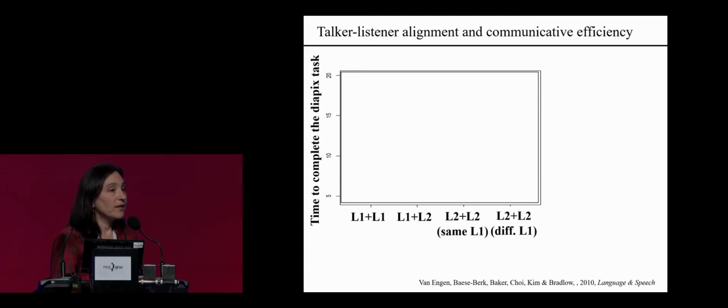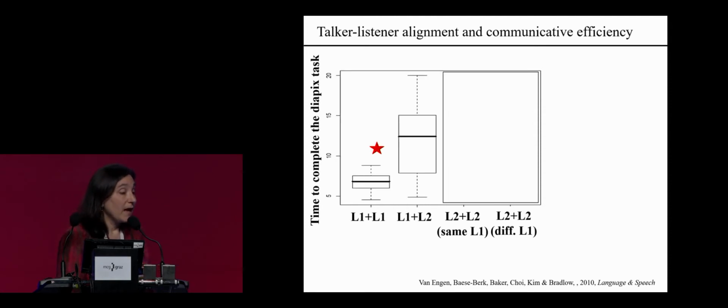And then we have two non-native speakers from the same native language background, and two non-native speakers from different native language backgrounds. So you can see we're decreasing the alignment between the talkers with respect to each other, as well as with respect to the target language. Of course, the native speaker pairs are the most efficient. They finish this task in the shortest amount of time. When you add a non-native speaker into the pair, the time to complete the task goes up significantly.